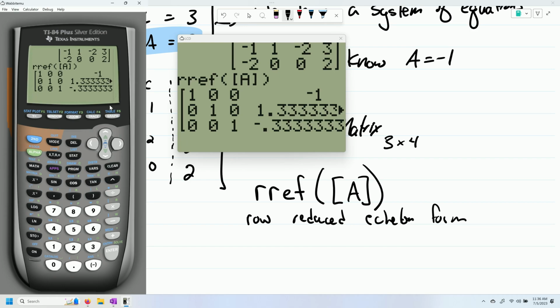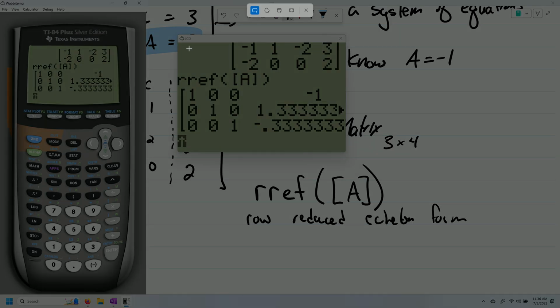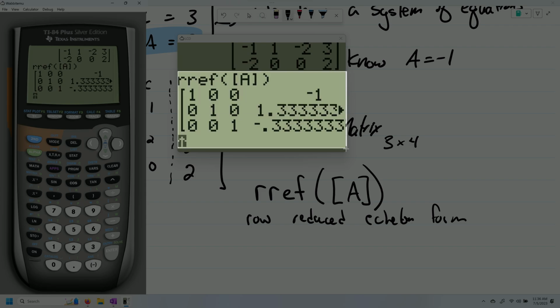But anyways, here's what you get. This on the left-hand side, the 1, 1, 0 in the first row, -1. And then you have 0, 1, 0, 1.33333, all this stuff, and then 0, 0, 1, -0.333 repeating, all right? The left-hand side, the 1, 0, 0, 0, 1, 0, 0, 0, 1, that is called echelon form. So what I'm going to do is I'm going to go ahead, and I just want to copy this into our notes. All I want is this, because I want to be able to write.